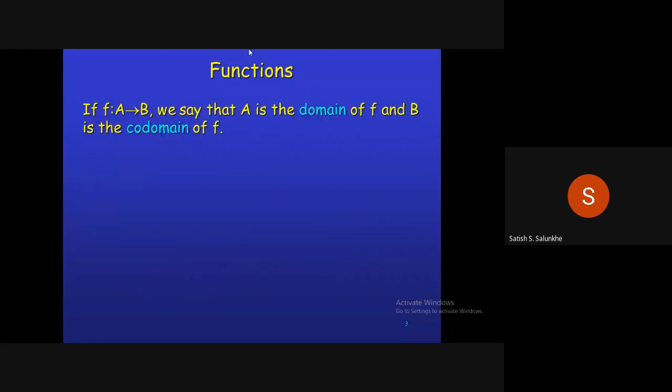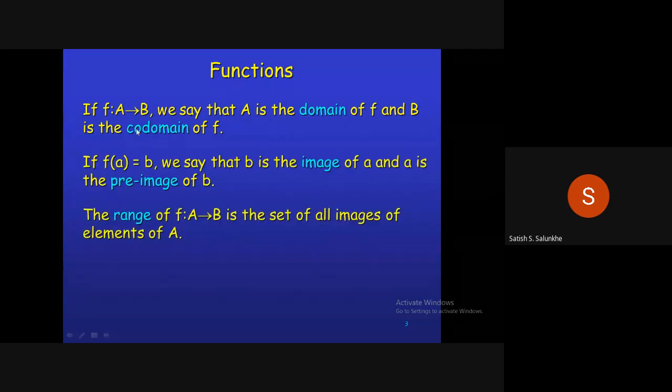We call this the domain and we call this the codomain. The elements from the codomain which have pre-images in the domain, the set of all those is called the range of the function. A has an image in the codomain and B has a pre-image in the domain. This is what we discussed in yesterday's session.